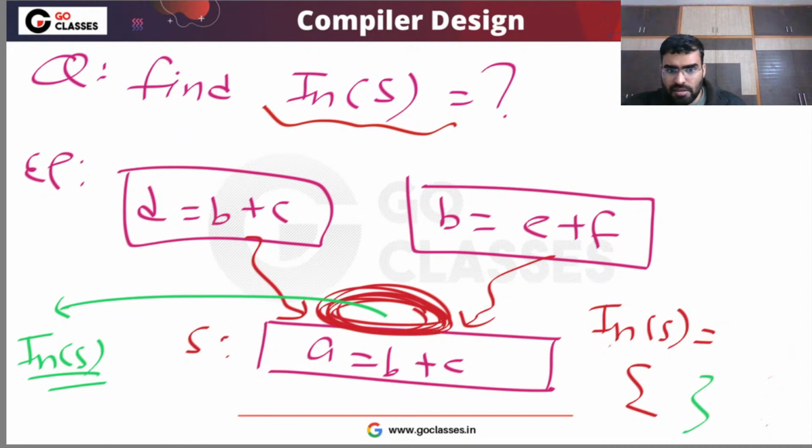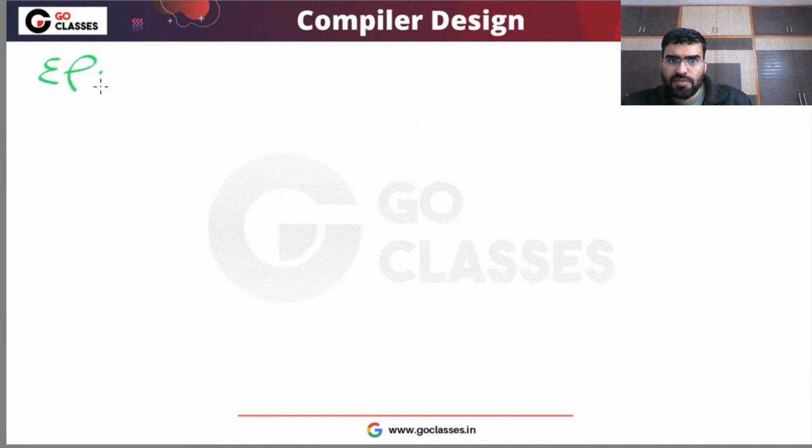So nothing. IN of s is phi. Yes or no? IN of s is phi. Why? Because if you come from this side, then e plus f is not available. E plus f is not computed. If you come from this side, then b plus c is not computed. So here the answer will be phi. Can I give another example?